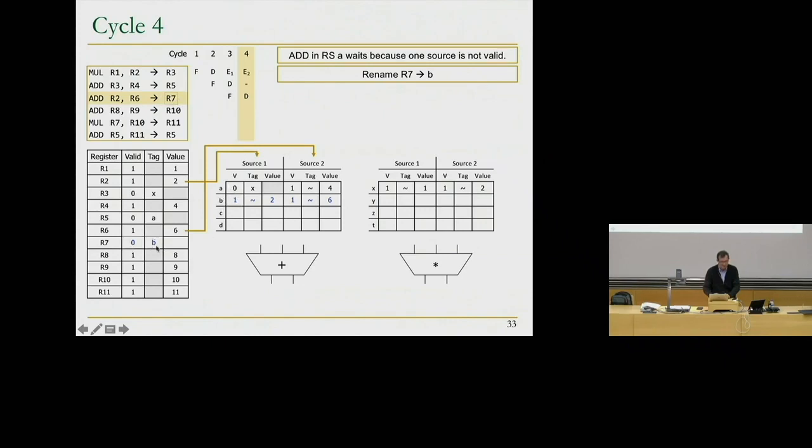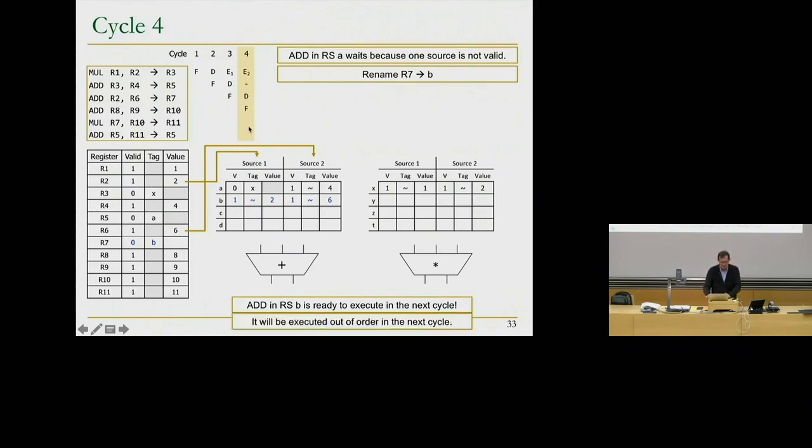So R7 gets renamed to B. It's going to be produced by the instruction that we just put into B from now on. Okay. Now we placed an independent instruction into the pipeline without stalling for the previous instruction that had a true dependency. And this new instruction that we place is ready to execute in the next cycle. And in the same cycle, we're also fetching the next instruction, clearly, right? So this is a pipeline.